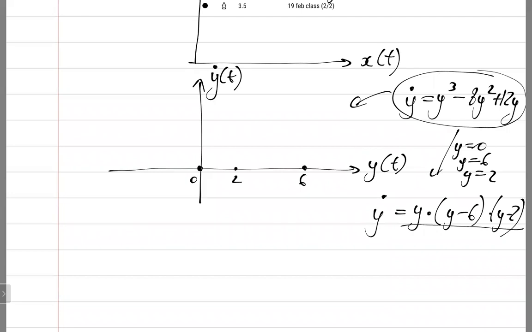When y is very big, y prime is positive. When we cross 6, the sign will change. When we cross 2, the sign will change. When we cross 0, the sign will change. So basically, we have a function like that. Qualitatively, it's not a very exact plot of the function, but it's a rough sketch.